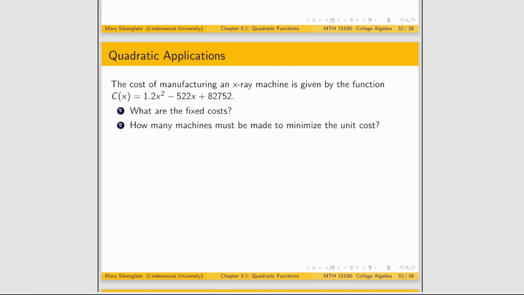Let's look at a similar problem. For this one, and it's not a typo this time, that's positive, this is just a cost function. The first question just asks, what are the fixed costs? So what's that really asking us to find for this quadratic? Well, now we have a quadratic that looks like this, where x represents the number of x-ray machines, and y represents my costs.